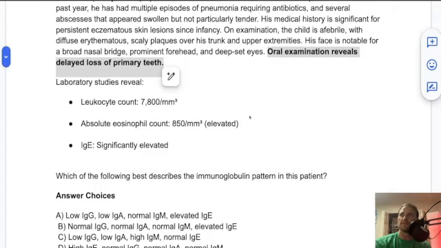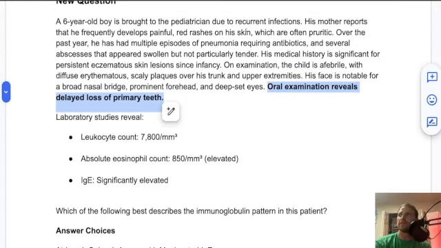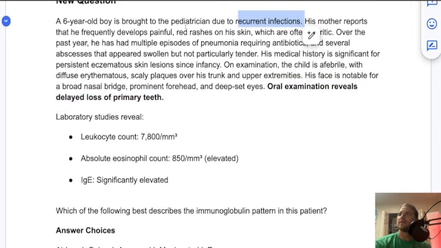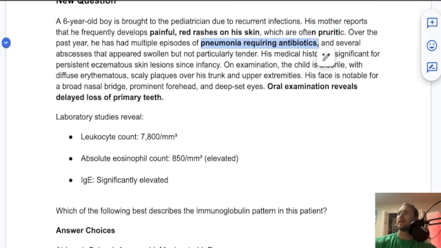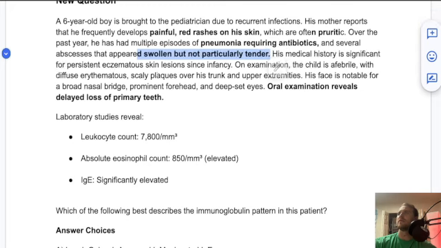Okay, let's look at this question. So we got this 6-year-old boy brought to a pediatrician because he's got recurrent infections, and mom is seeing these painful red rashes on his skin that are itchy, and multiple episodes of pneumonia requiring antibiotics, and abscesses that are swollen but not tender, and he's had this red rash since infancy.